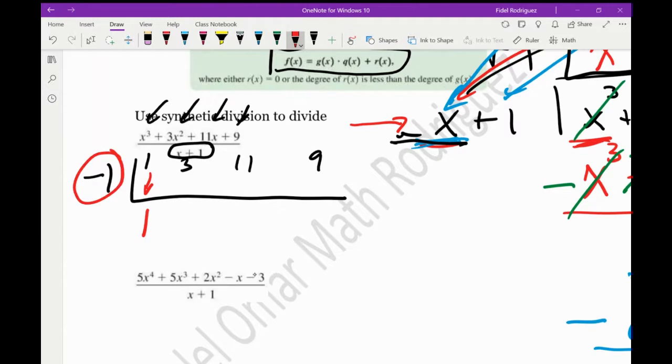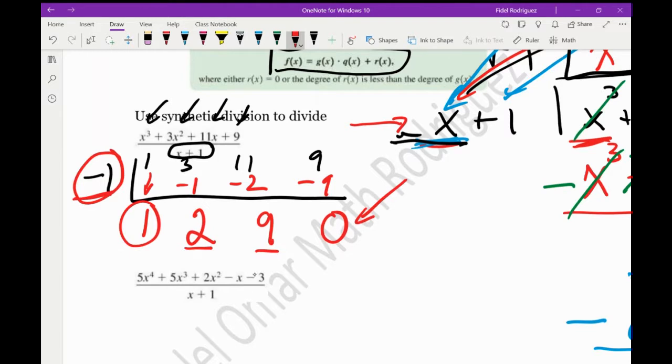And then I'm going to multiply. -1 times 1 gives me -1, and I'm going to add straight down. 3 minus 1 is going to give me a 2. And I'm going to multiply again. -1 times 2 is -2. And I'm going to add straight down. 11 minus 2 is 9. And I'm going to multiply again. -1 times 9 is a -9. And I'm going to add straight down, and that's a 0. This last number here, guys, is always going to be my remainder.